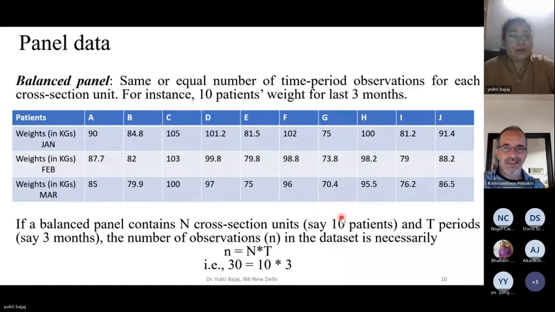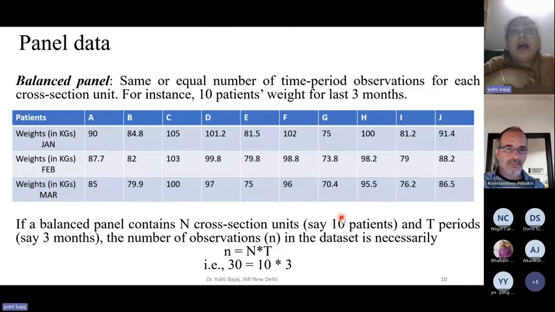Okay, great. So what I want to show here is, I have told you there are two types of panels. One is a balanced panel, the other is an unbalanced panel, right? So how do we identify whether the panel that you're dealing with is balanced or unbalanced, and what is actually meant by the two? If you look at it, what is this? It's basically data for 10 patients.